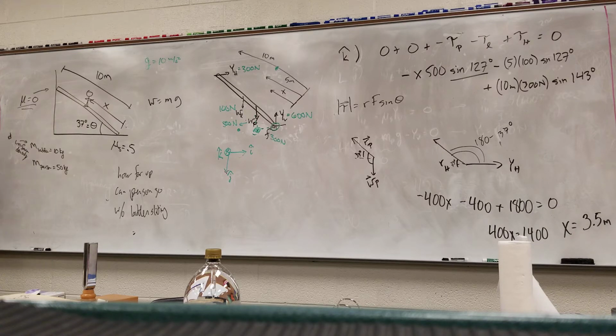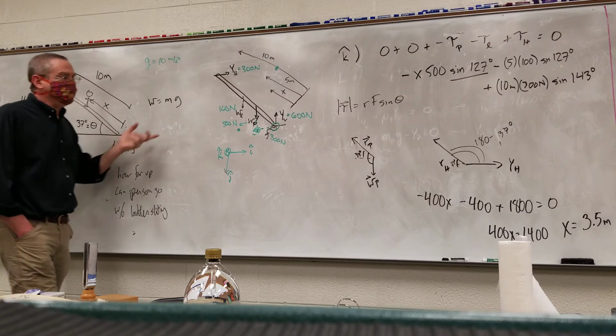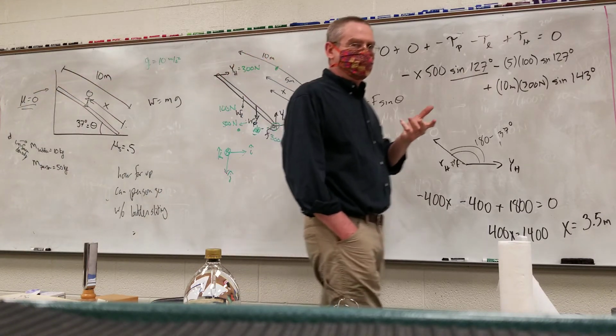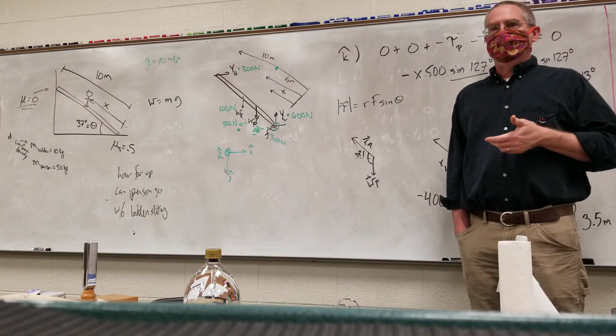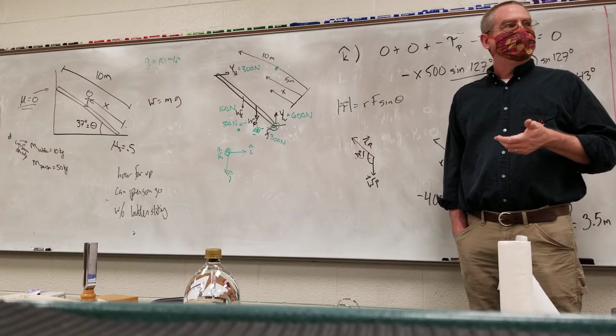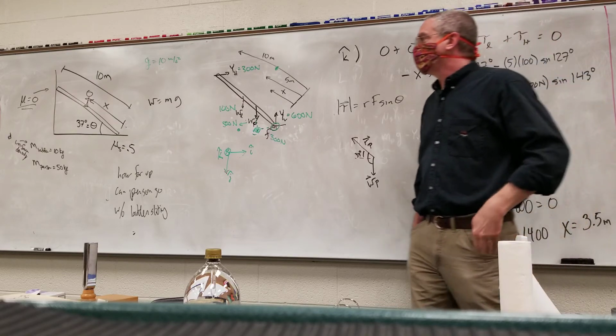Does that mean the person can't get on the ladder without the ladder slipping? Actually, slightly more than that. The ladder's going to slip automatically. What if we had worked it out and had x equal to 11 meters? What would that mean? It wouldn't work, exactly, because the ladder is only 10.